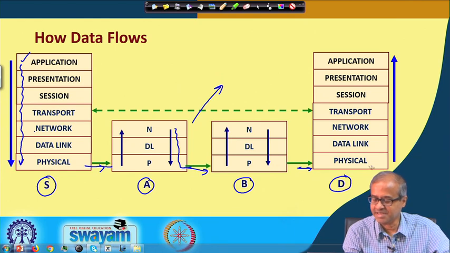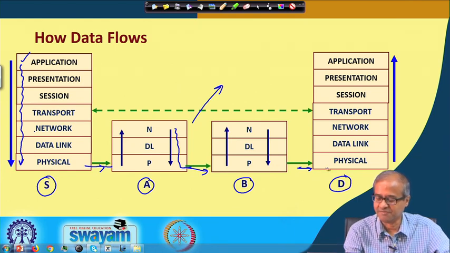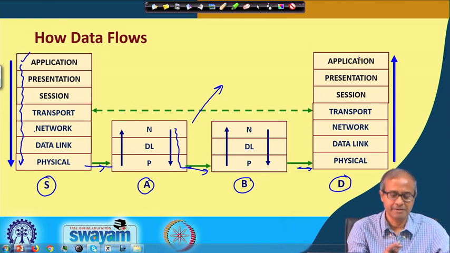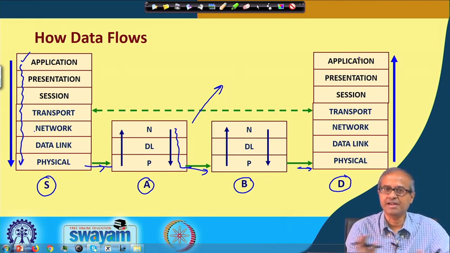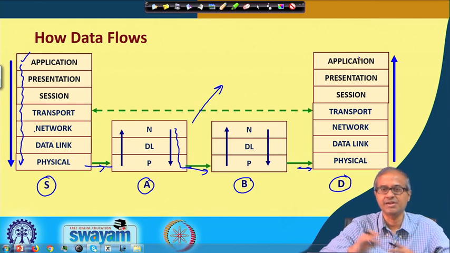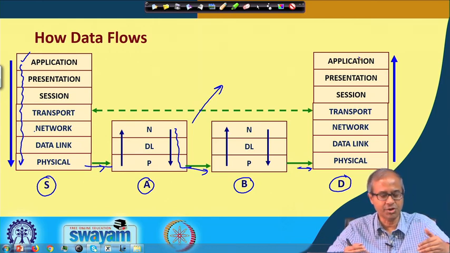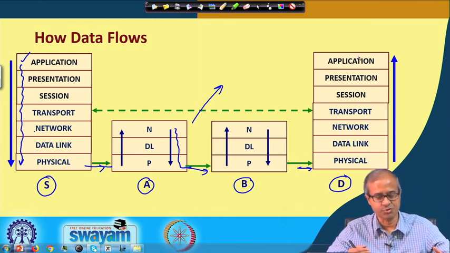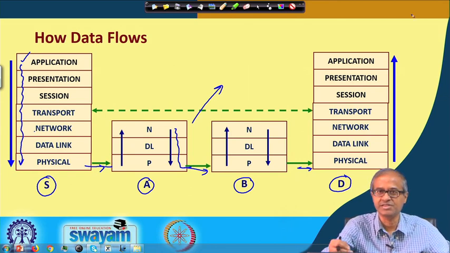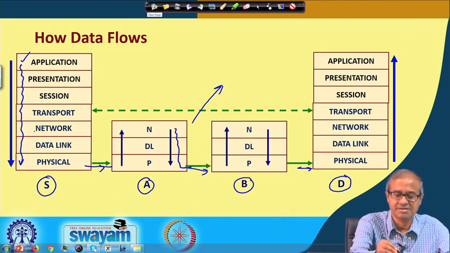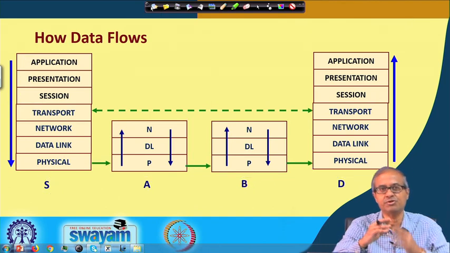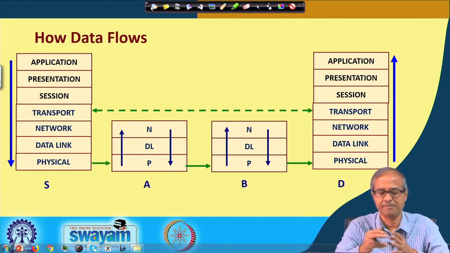In the destination, data will flow in the reverse direction from physical to data link to network up to application. So, roughly this is how data flows through this so called network stack, because the order in which the data is going down, the reverse of it is going up, that is, it is like a stack. So, this is sometimes also referred to as a network stack.